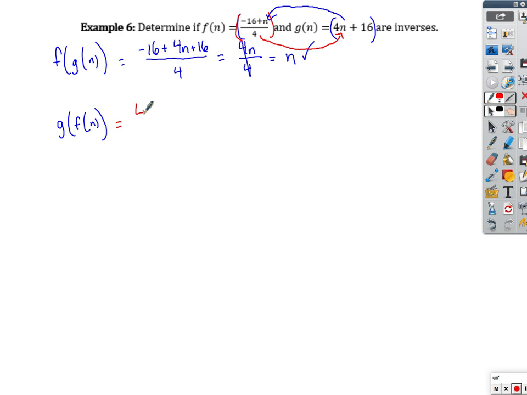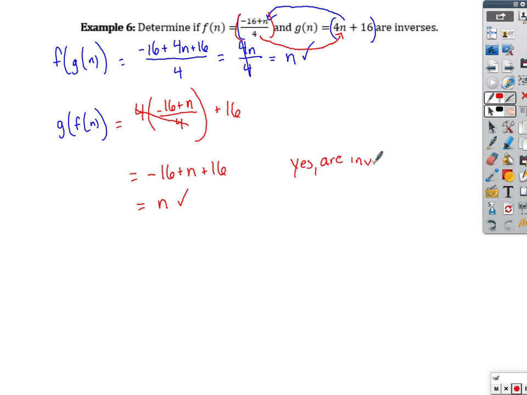So 4 times (-16 plus n over 4) plus 16, and then I'm going to simplify this. Here I would have a 4 on the top and a 4 on the bottom, so those two 4s are going to cancel each other out. So that leaves me with -16 plus n plus 16. -16 plus 16 is 0, so that is just n. Both composites simplified to just n, just the variable. So yes, they are inverses. Okay, and that's it.